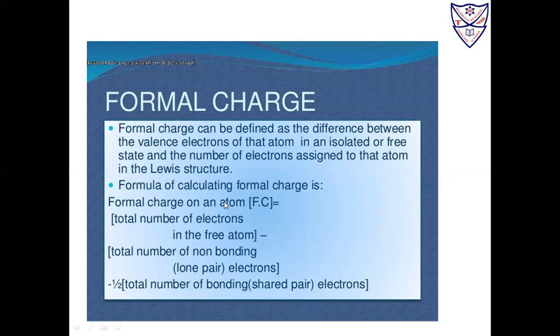So what is the formula for calculating the formal charge? The formal charge on an atom is equal to the total number of electrons in the free atom, minus the total number of non-bonding electrons, that is lone pair electrons, minus half of the total number of bonding electrons, that is shared pair electrons. Now you understood the formula: total number of electrons in the free atom, minus lone pair electrons, minus half of the shared pair electrons. This is the formula for finding the formal charge of an atom.